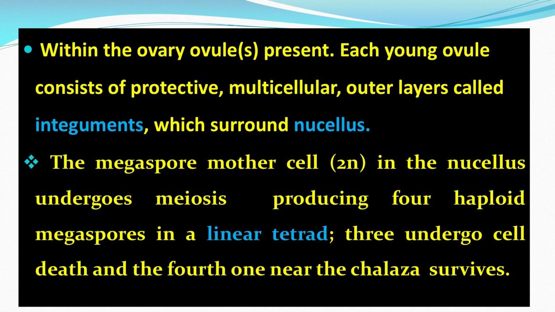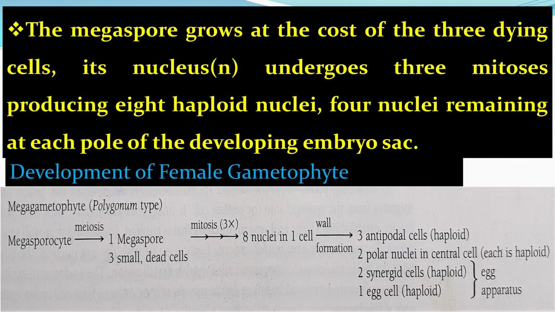Out of 4, the 3 at the micropylar end undergo programmed cell death or degenerate, resulting in only 1 megaspore left at the chalaza end. So this is about megasporogenesis. Only 1 megaspore survives, which is a haploid structure. Further, this megaspore increases at the cost of the dying cells.